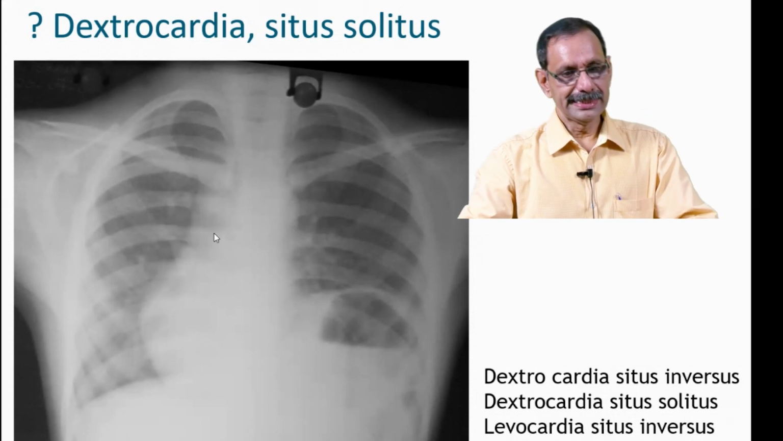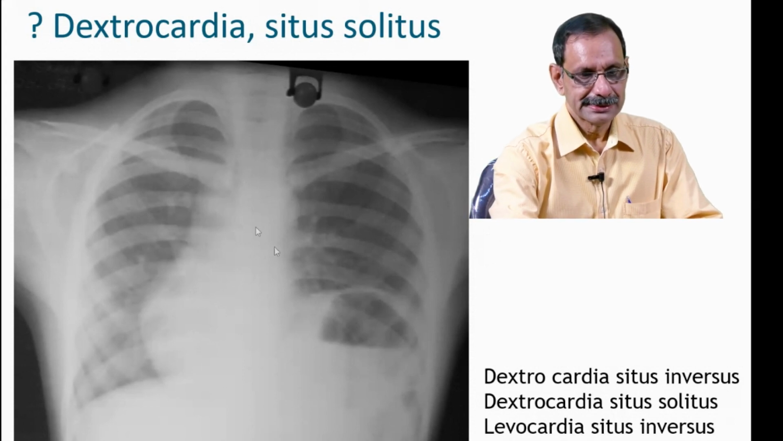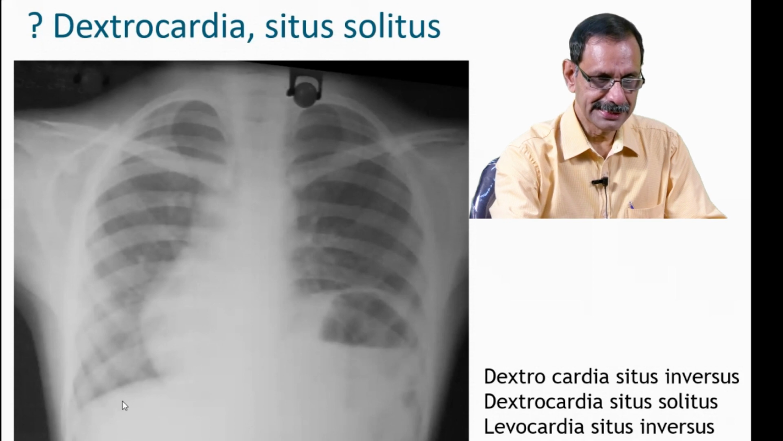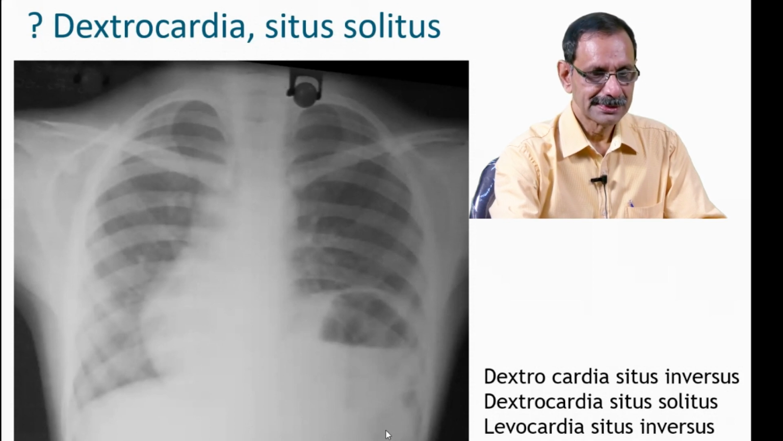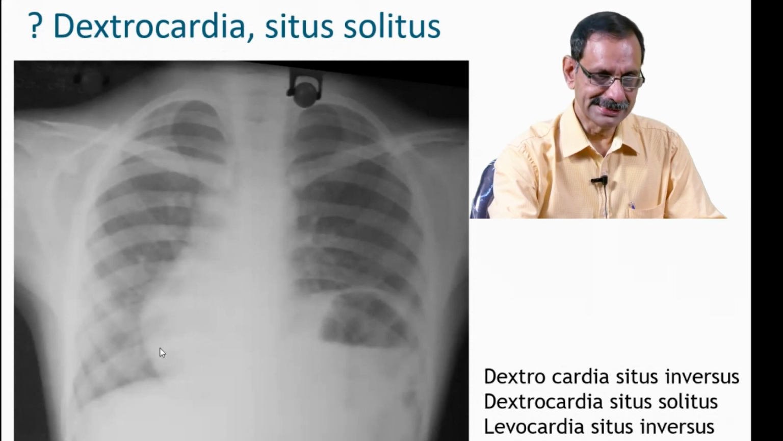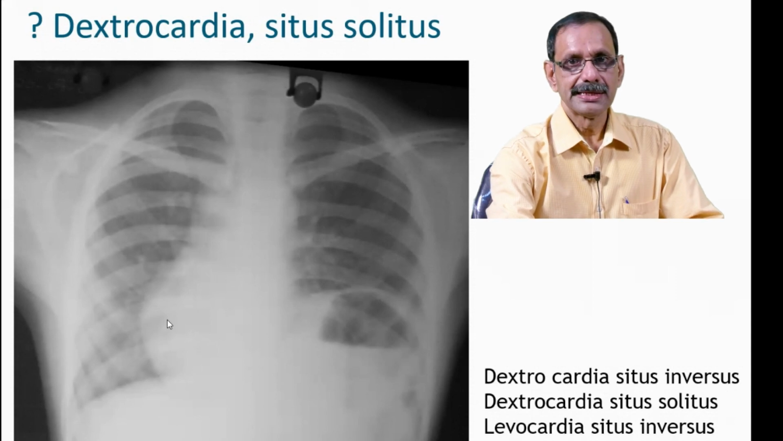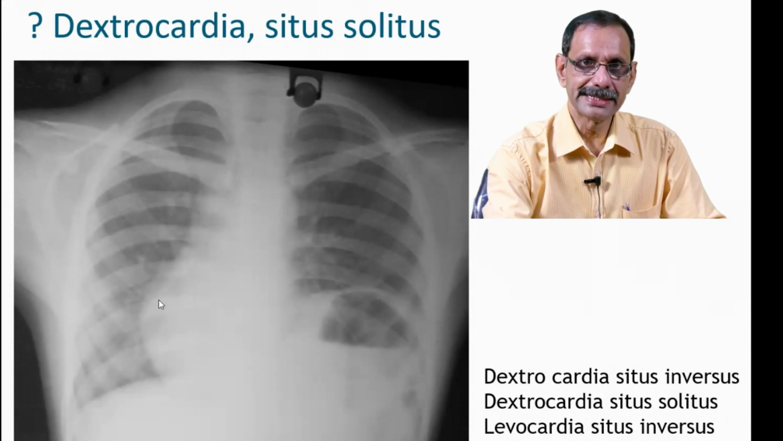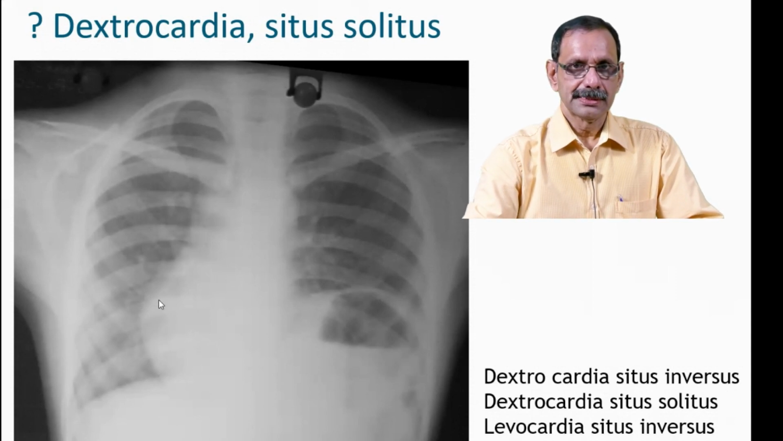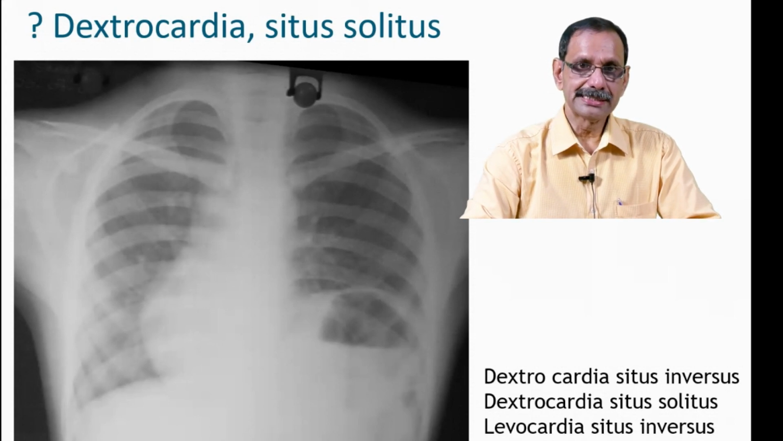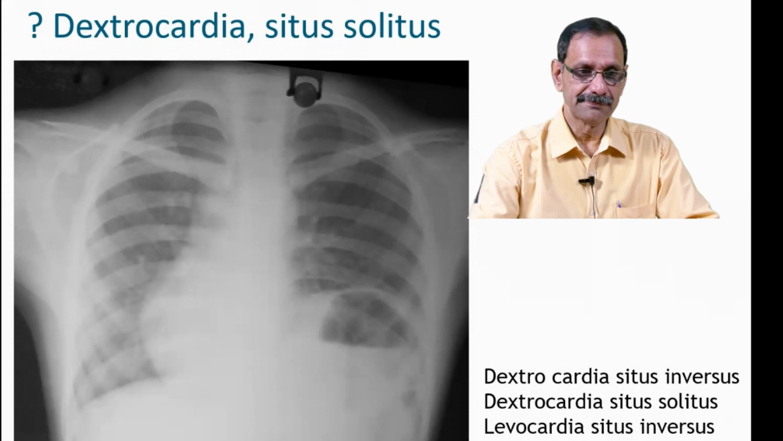If it is dextrocardia, then it is situs solitus dextrocardia, because the liver is here only. Here it is the stomach. So the liver is on the normal side and the heart is on the right side. So there comes the problem. If liver and heart are on the same side, the chance of significant complicated structural heart disease is very high, 90% above.